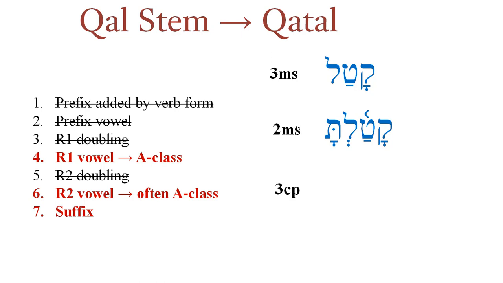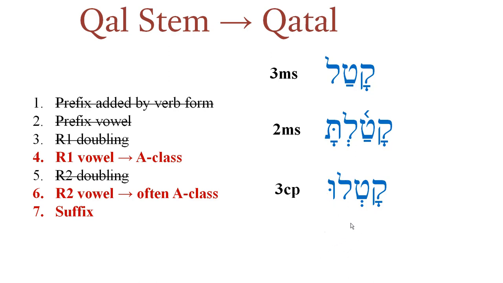Let's look at third common plural. So here we have the R1 vowel is kametz. The R2 letter reduces in this case. So it's often A class, but occasionally it reduces. When we have certain endings, this vowel will reduce. So we have qatalu. And then we have to deal with the suffix. The suffix here is this shurek.